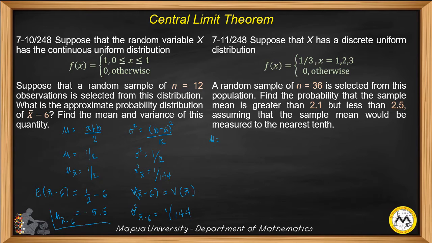So the mean is a plus b over 2. So that is 1 plus 3 over 2, so this is simply 2. While the variance, for a discrete uniform distribution, is b minus a plus 1 squared minus 1, all over 12. So that is 3 minus 1 is 2, plus 1 is 3. So that's 3 squared minus 1. So 9 minus 1 is 8 over 12.